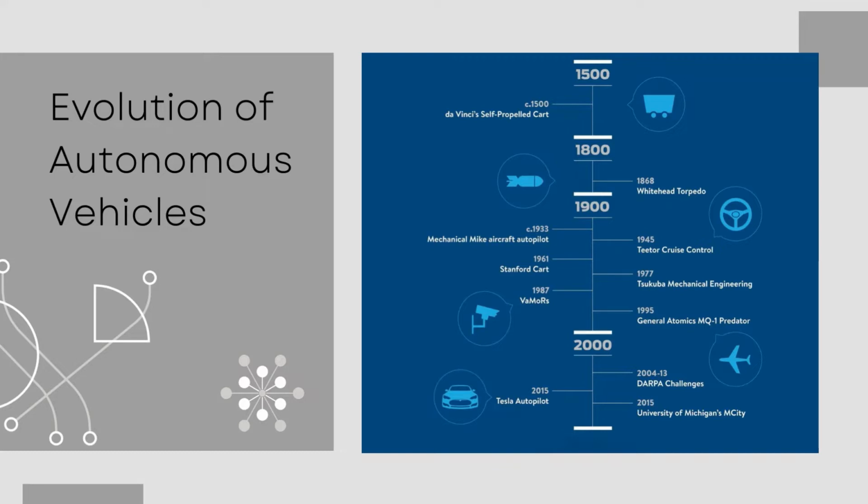So let's have a brief introduction to the evolution of autonomous vehicles. In the 1500s we had the self-propelled car, from which we developed into the 1900s where we started having cruise controls and the autopilot mode in aircraft, to now in the 2000s having the autopilot mode in Teslas and the self-driving cars that we are aiming for.